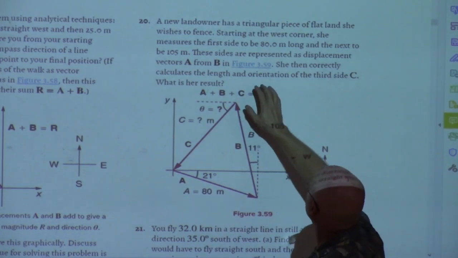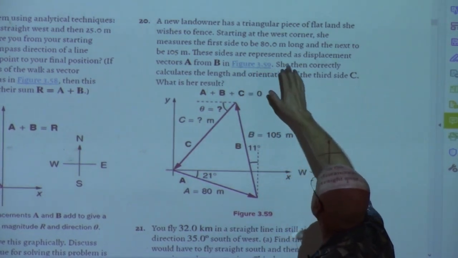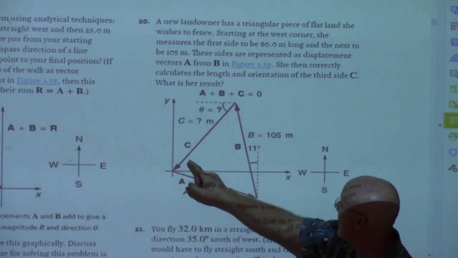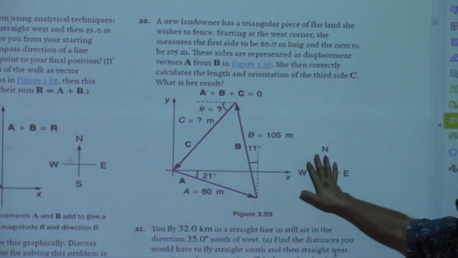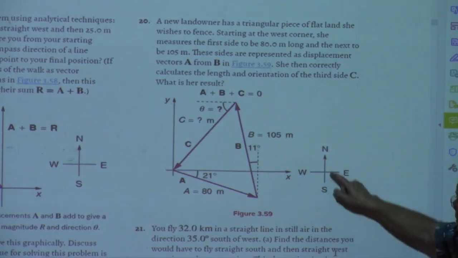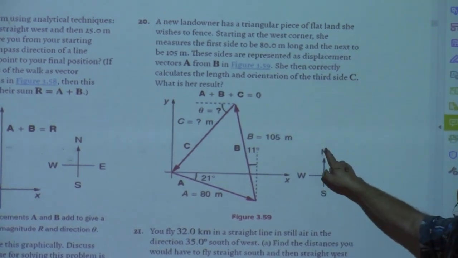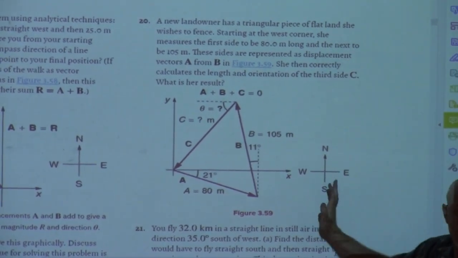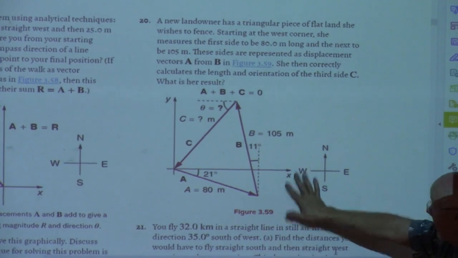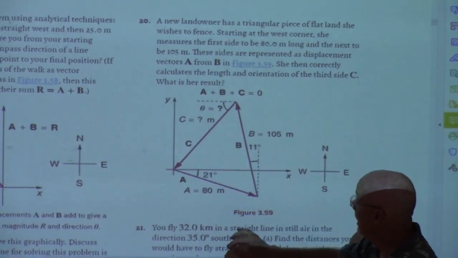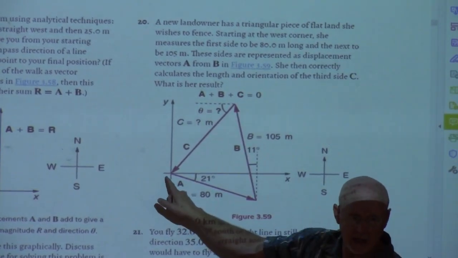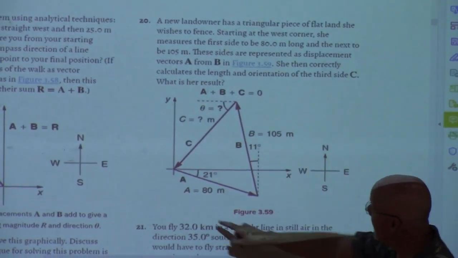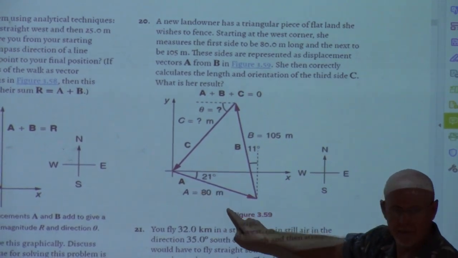It says, starting at the west corner, and so here is our XY grid, and we're just going to put a little compass rose with the standard north going up for the Y, south going down for the negative Y, east going positive X, west going negative X. Okay, so here's our compass rose. Here's our grid. We're going to start here on the west end of our lot. And so she measures the first side to be 80. So there's vector A.